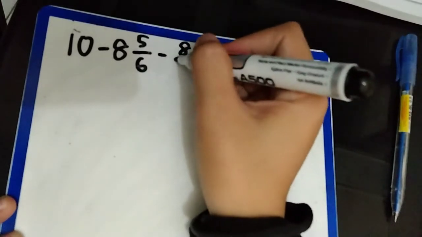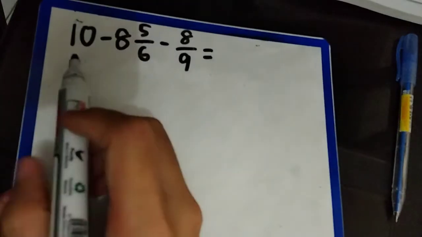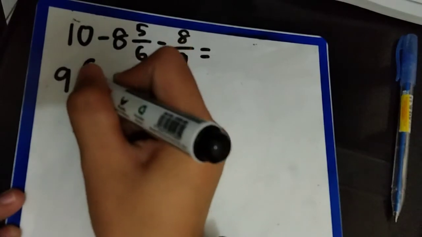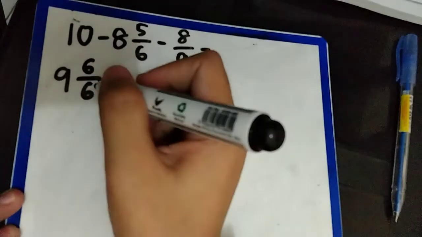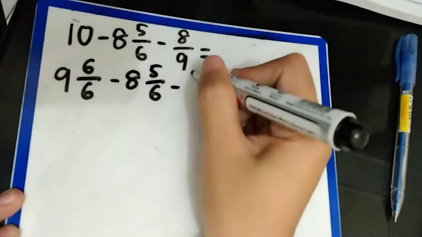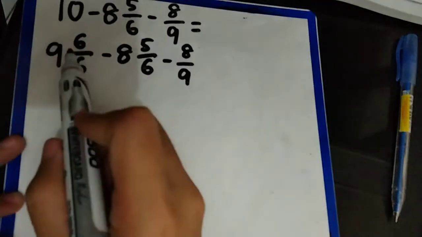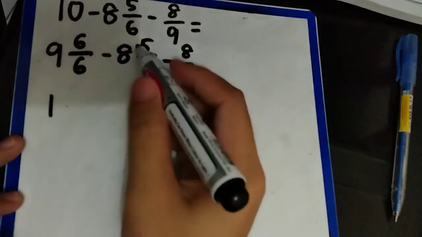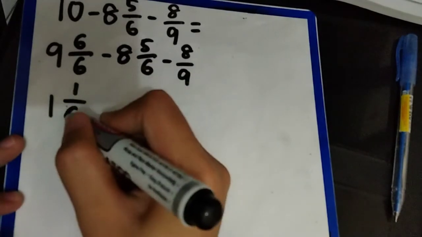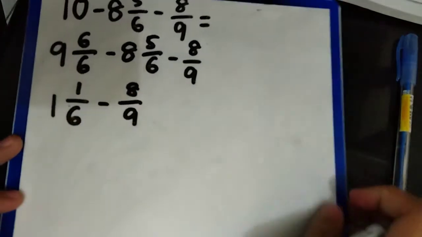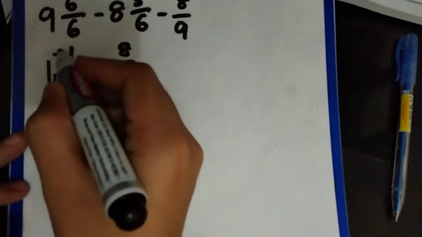Okay, so the last question. Whole number minus a mixed number minus a proper fraction. You may change the whole number into a mixed number and then write down the whole question again. You may choose 6/6 or 9/9, based on any denominator that you want. For this one, you subtract the whole number with the same denominator first and then you subtract the proper fraction. This is the first method. I'm showing you the first method.